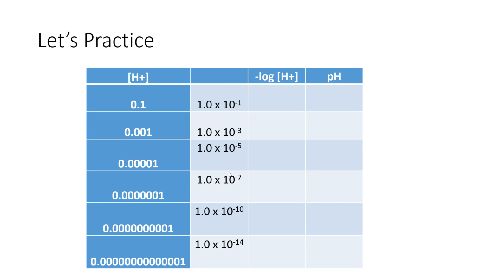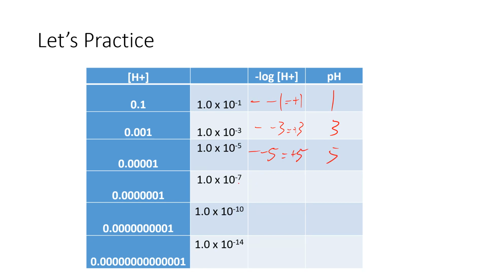All right, so let's do some practice. If we had 0.1, that would be 10 to the negative 1. The log of that would be negative 1. The negative log of that is positive 1, and therefore the pH is 1. The log of 10 to the minus 3 is minus 3. The negative log of that equals plus 3, so the pH would be 3. The log of 10 to the minus 5 is minus 5. The negative of that makes it plus 5.